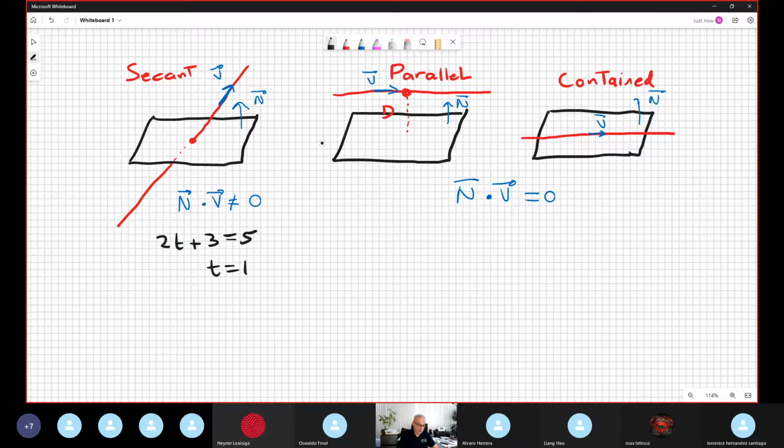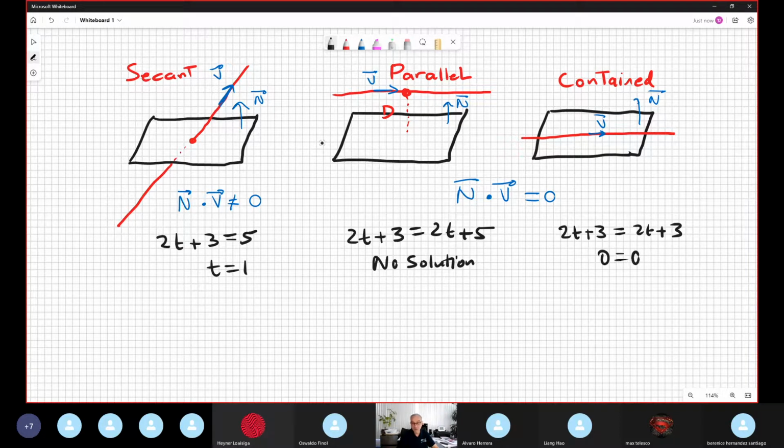Now, you detect that it's parallel when you get this equation, for example, 2t plus 3 equal to t plus 5. Wow, what the hell? This is a contradiction, right? This is no solution. If there is no solution, obviously it's parallel because we have no common point. And containing, well, you take 2t plus 3 equal to t plus 3. Wow, so in this case, we have infinitely many solutions. 0 equals 0, no? Because it's perfect coincidence, 100%. So any point on the line and on the plane coincides.